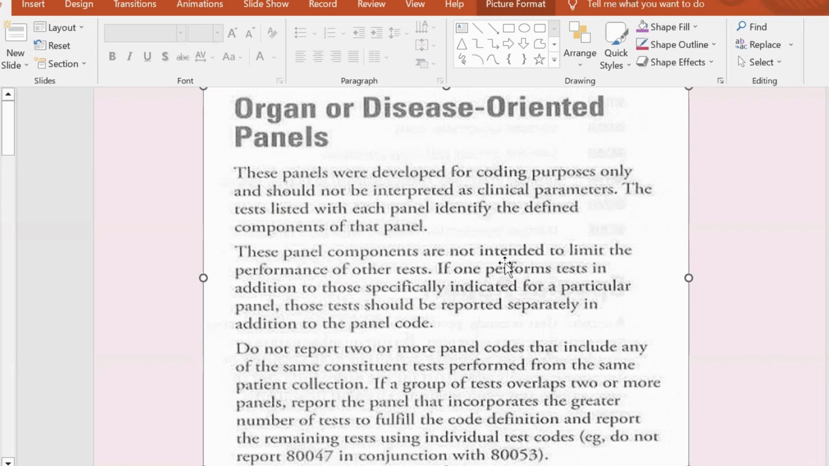These panel components are not intended to limit the performance of other tests. If one performs tests in addition to those specifically indicated for a particular panel, those tests should be reported separately in addition to the panel code. Do not report two or more panel codes that include any of the same constituent tests performed from the same patient collection. We can go through the panel codes and study more through examples.